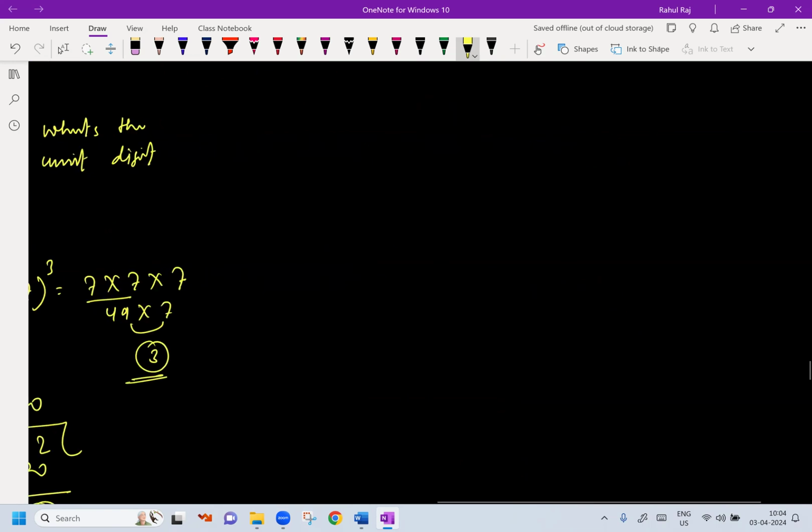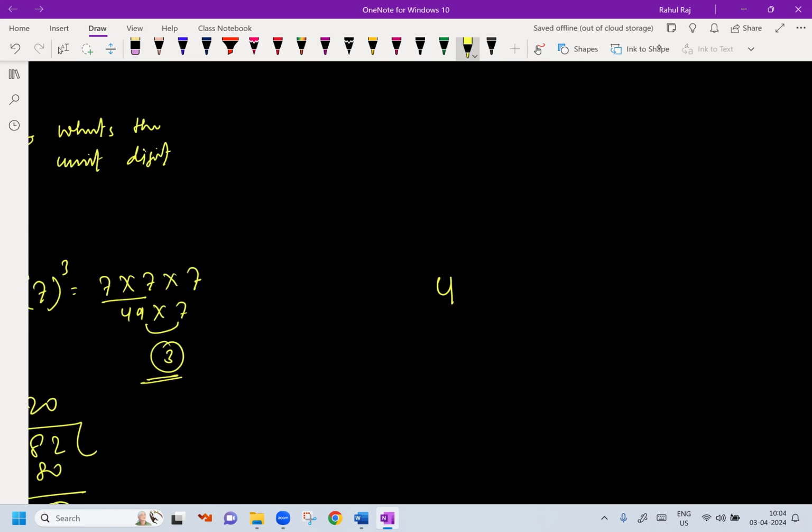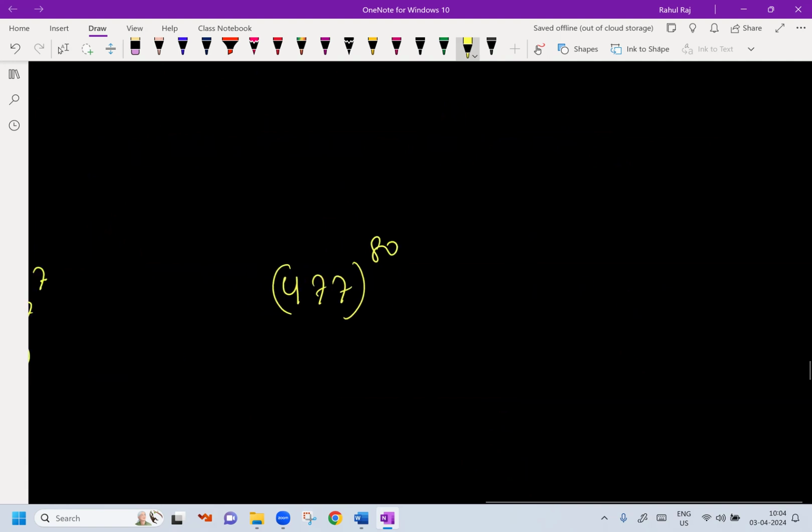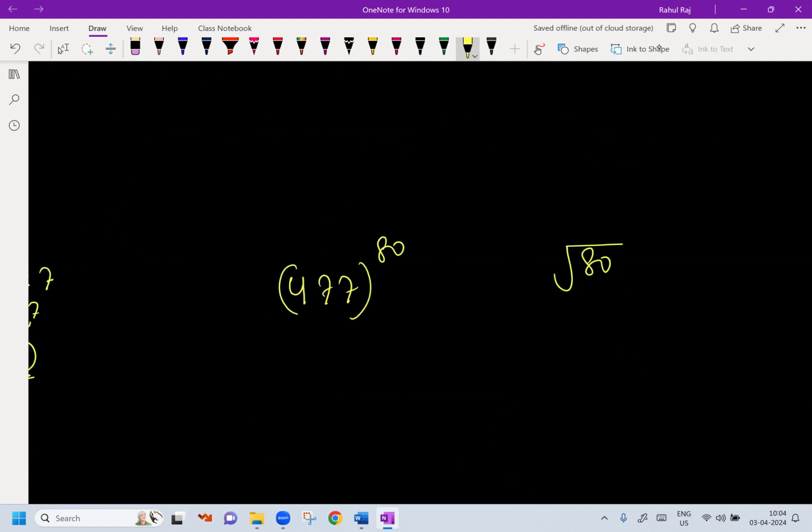But imagine if it is 477 to the power 80, or anything, let's say 20, 30, it doesn't matter at all. Your job is to divide the power 80 by 4. You have a remainder of 0. So if the remainder is 0, you take the actual unit digit to the power 4.